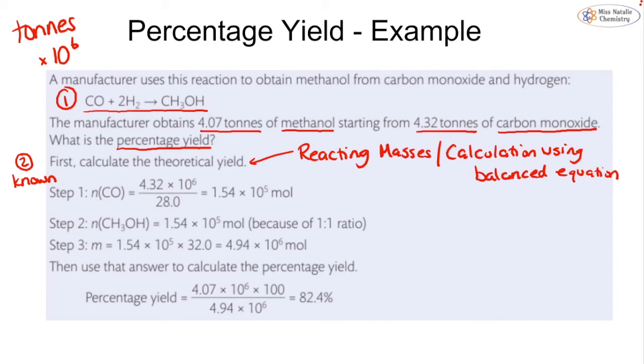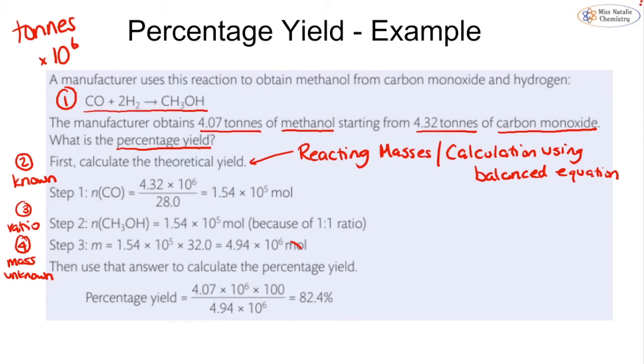moles. I then do step 3, which is my ratio. So I have a 1-to-1 ratio between carbon monoxide and methanol. So therefore I have 1.54 times 10 to the power of 5 moles of methanol. And then the last step in our 4 steps is to calculate the mass of the unknown. So 1.54 times 10 to the power of 5 moles times a molar mass of 32 gives me 4.94 times 10 to the power of 6.